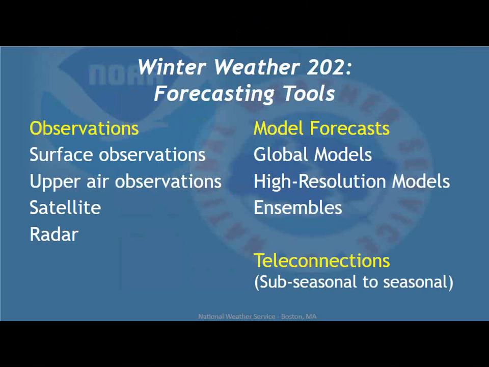Rodney. So in Winter Weather 202, we're going to be looking at forecasting tools. That comes really into three different categories. One being observations, which many of you are probably familiar with: surface observations from weather stations, upper air observations from balloons, and we'll talk a little bit about that. Then satellite, and then radar as well. Also talk a little bit about model forecasts and things to look for, some rules of thumb that we use when we forecast winter storms and our approach to forecasting winter storms.